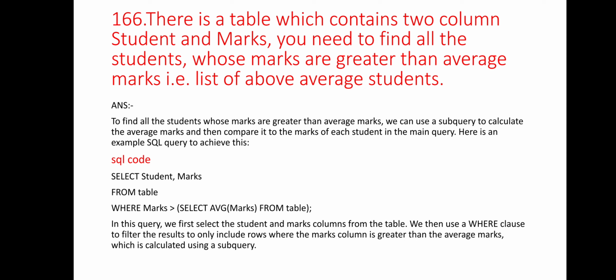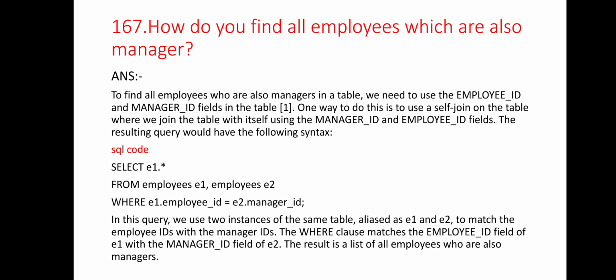In this query, we first select the student and marks columns from the table. We then use the WHERE clause to filter the result to only include rows where the marks column is greater than the average marks, which is calculated using a subquery.